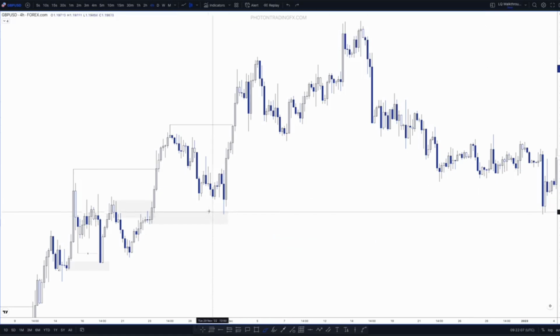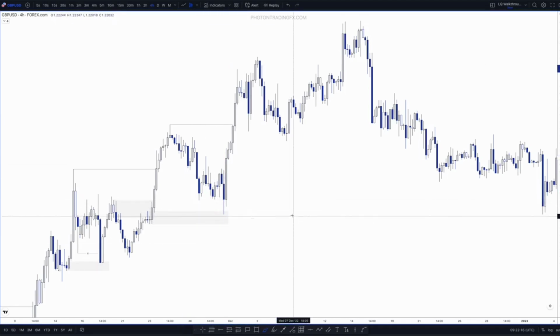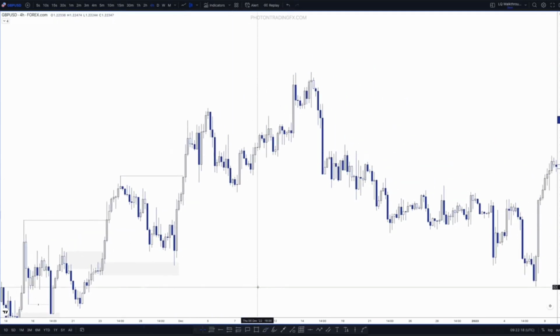That's very, very typically what will happen, and then that becomes a much more protected low. Why? Because it signals that big money was involved in there, so they potentially have the intention to try and protect price trading below that low now.